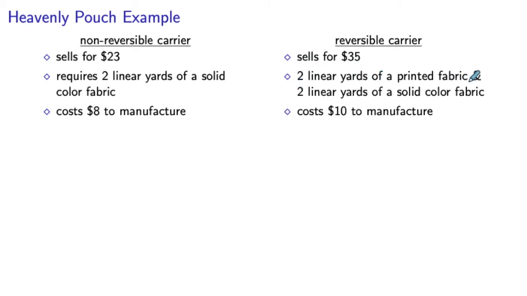of printed fabric in addition to the 2 linear yards of solid color fabric. See, it requires twice as much of the material, and it requires the printed fabric in addition to the solid color fabric. And it also costs a little more to manufacture per unit, $10 versus $8 for the non-reversible carrier. There are some additional considerations that we need to take into account.